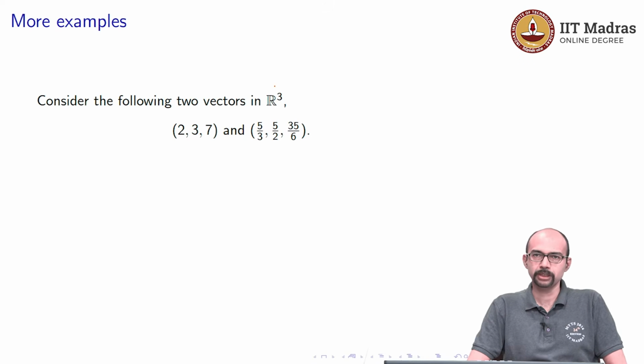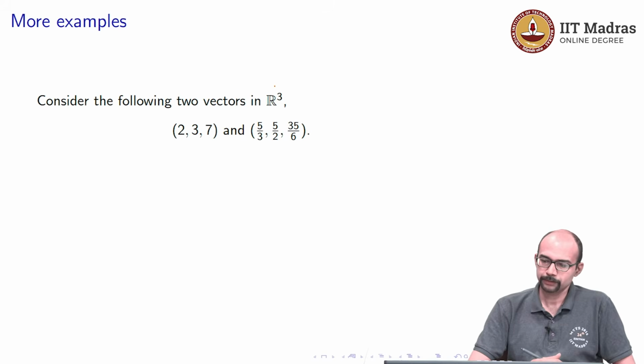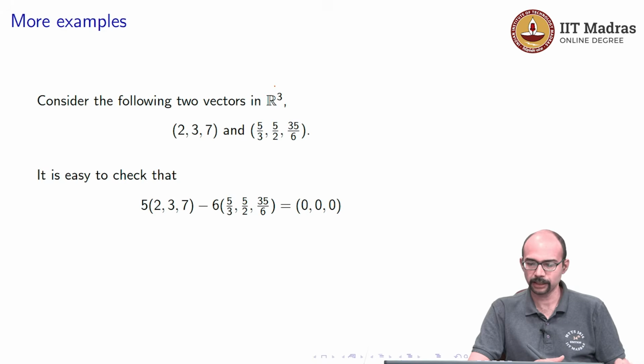The fourth example, meaning where we had the vector 1, 2, 0, in that example the 3 vectors in question are not linearly dependent. Okay, so in the next video we will see that they are what are called linearly independent. Okay, so consider the vectors 2, 3, 7 and 5 thirds, 5 halves and 35 by 6 in R3.